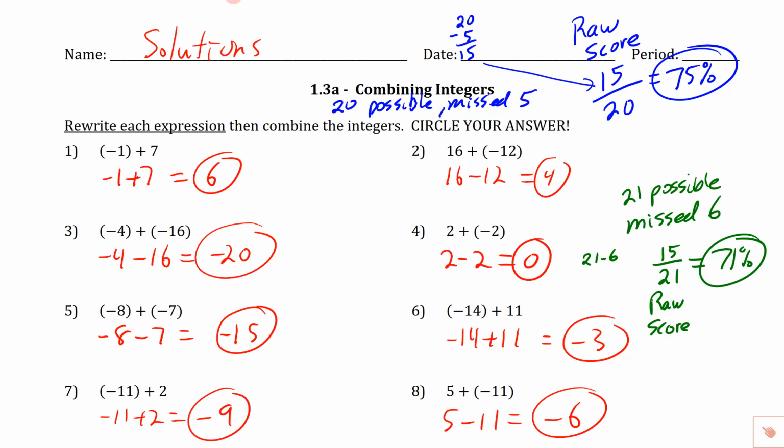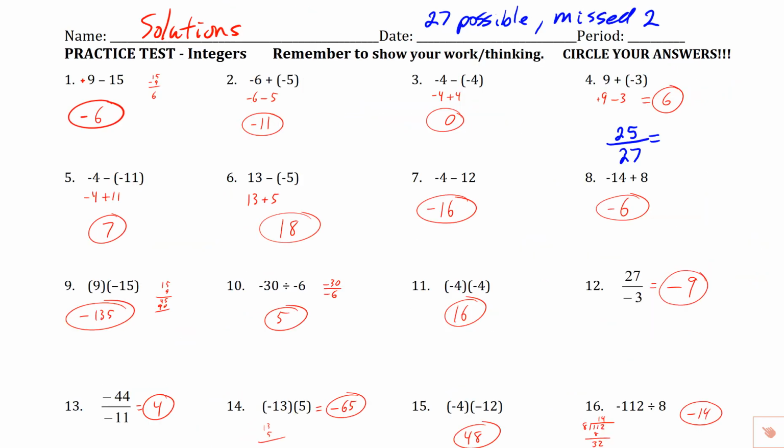Well, let's come over and take a look at one that's a little bit more complicated. Let's say we're doing a practice test, and on this practice test, there were 27 points possible, and we missed 2 of them. So we ended up with 25. Again, 27 minus 2 would be 25. So here's our raw score.